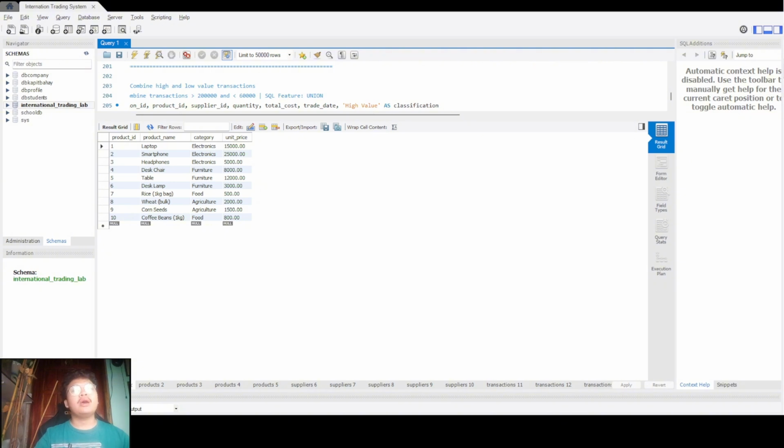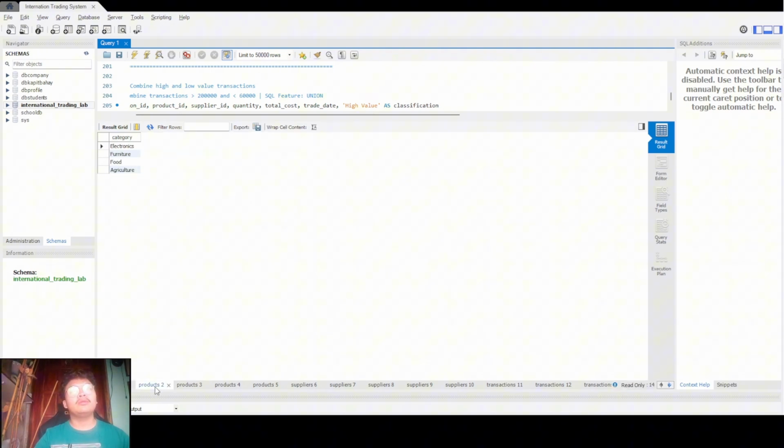So now is test case 2. This one is to identify unique product categories. Here we use a very important SQL feature called DISTINCT. The query is SELECT DISTINCT category FROM products. The word DISTINCT means we only want to see each value one time without any repeats.